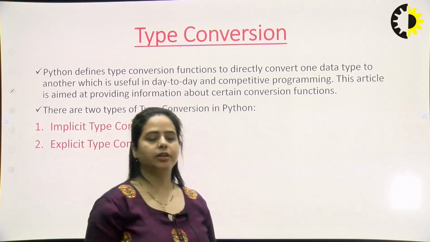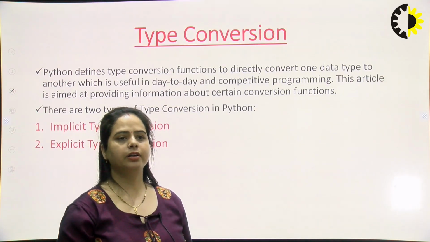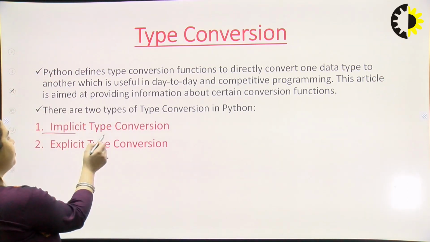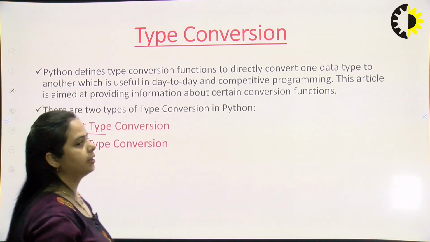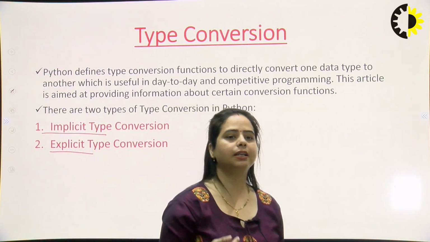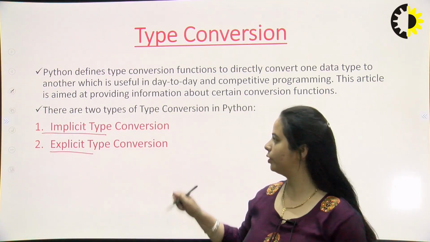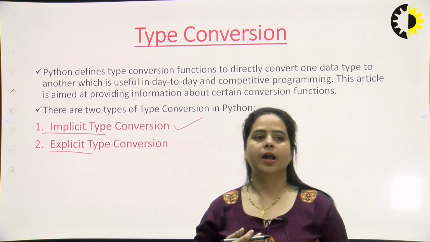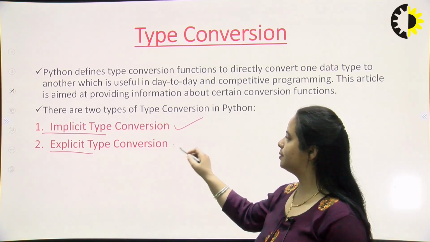Next is type conversion. Type conversion is used to convert data from one data type to another. One is implicit, the second one is explicit. If our interpreter implicitly changes the data type, then it is known as implicit type conversion. If the user explicitly changes the data type, then it is known as explicit type conversion.